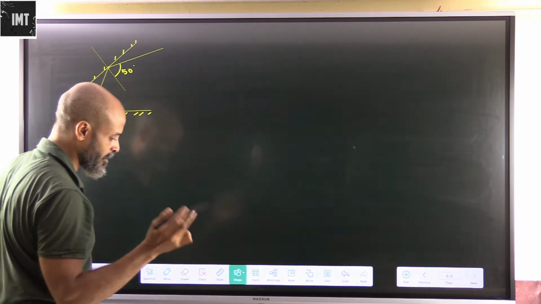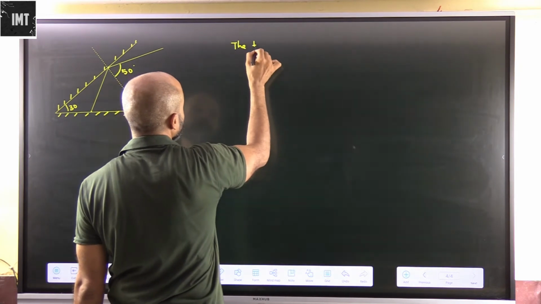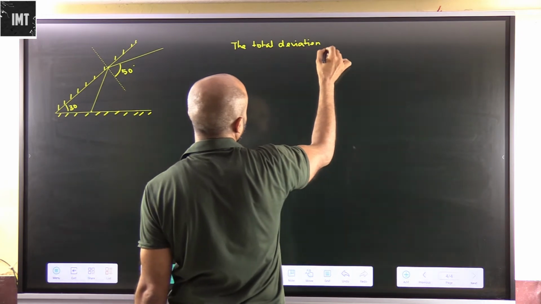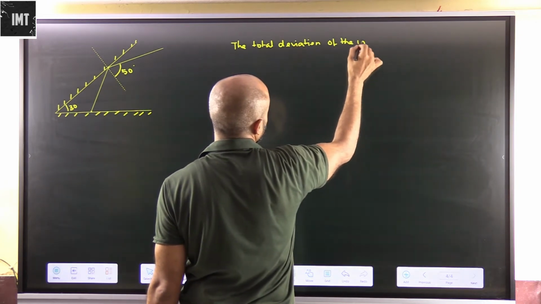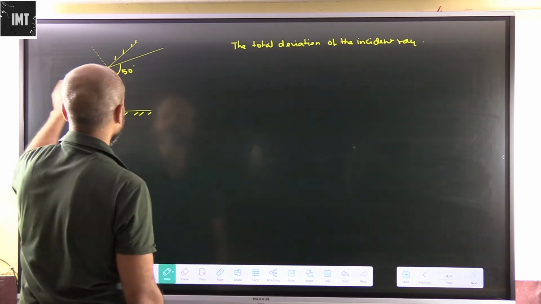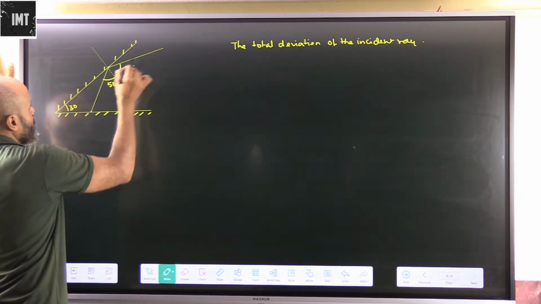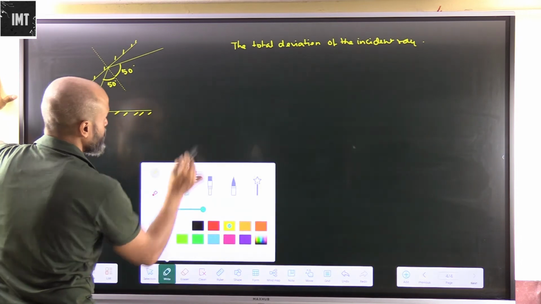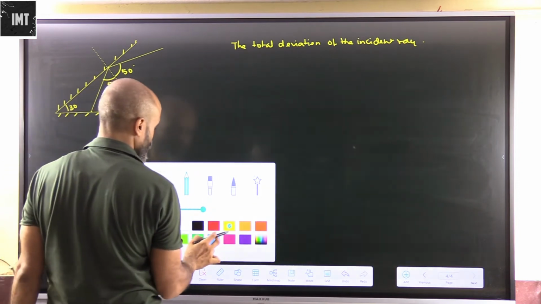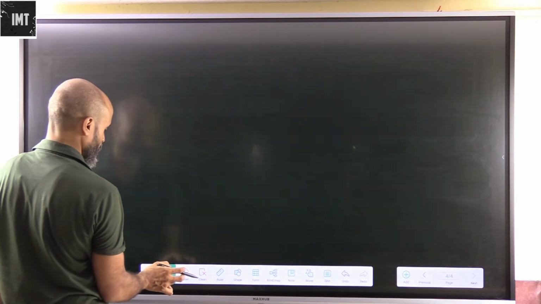Here what you have to find out is the total deviation of the incident ray. Here it is 50, so obviously this one will be 50. For the total deviation, there will be 3 reflecting surfaces, 1, 2 and then finally 3. So if I calculate delta 1, oh my god, what happened?